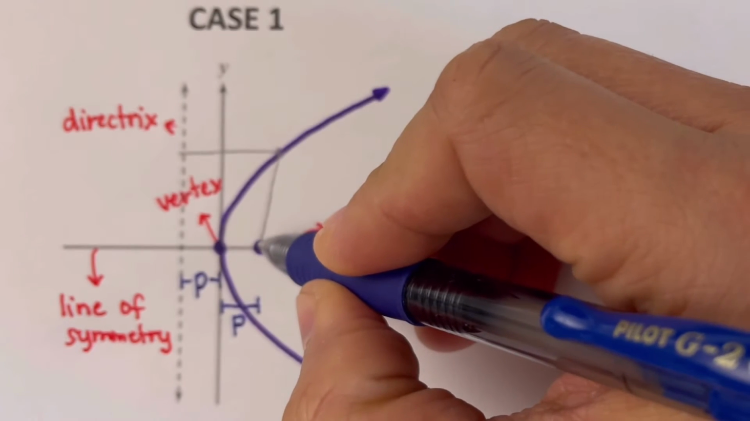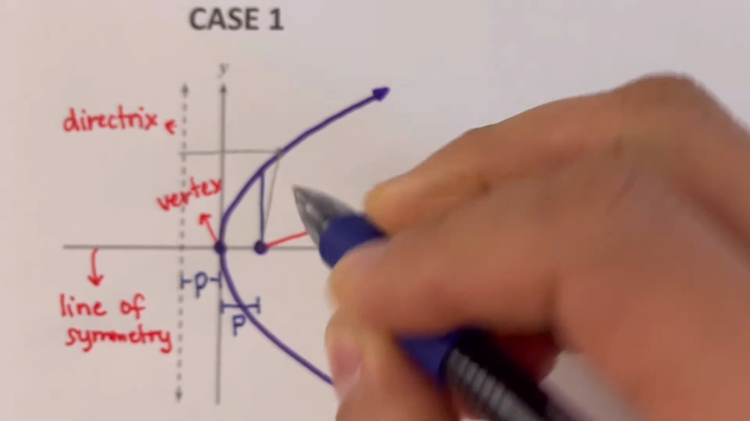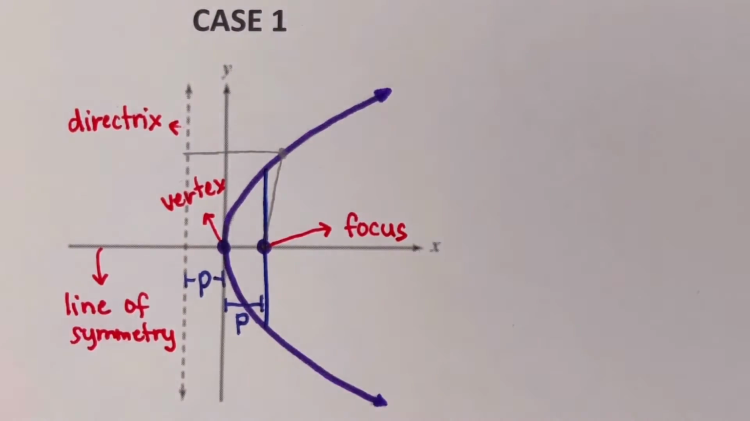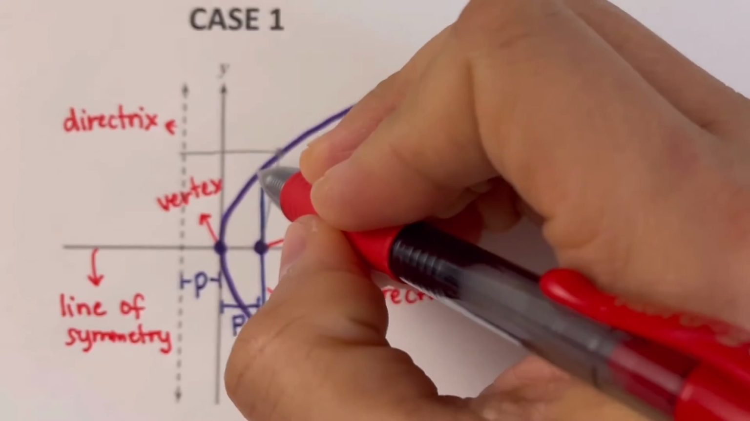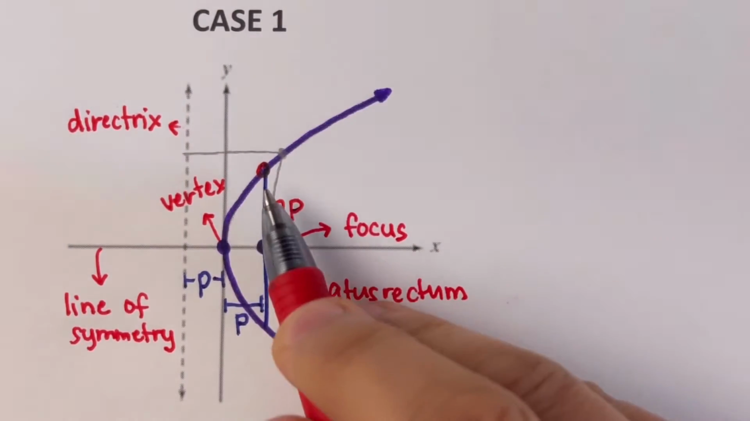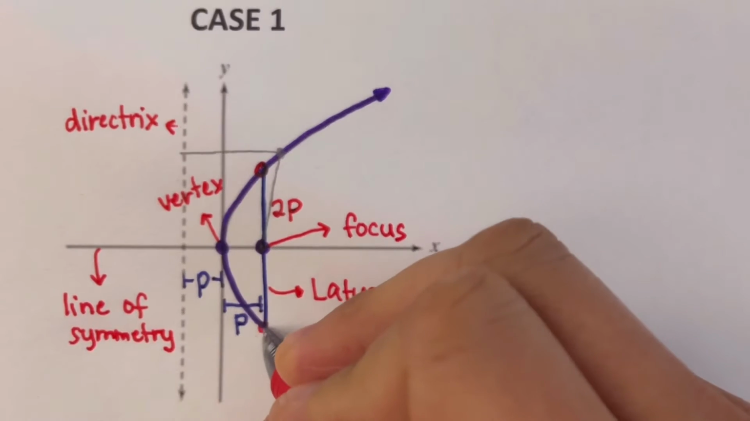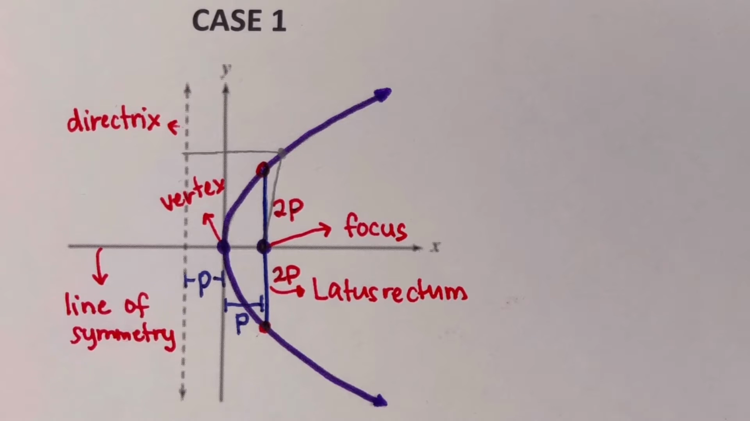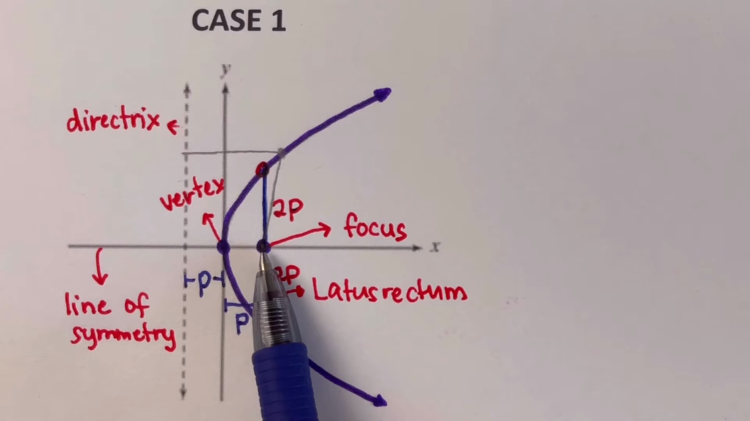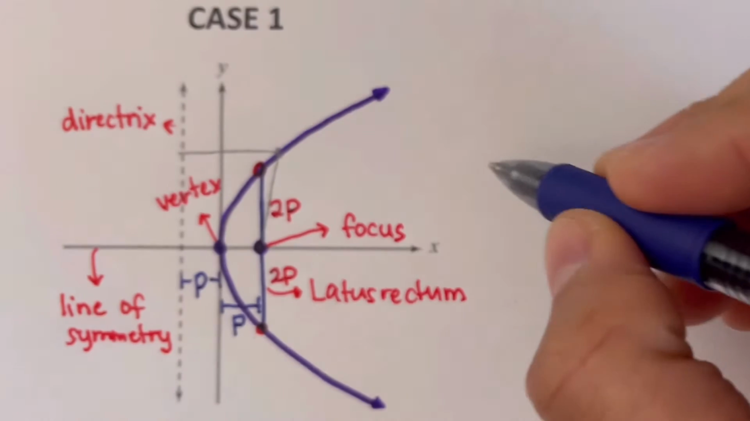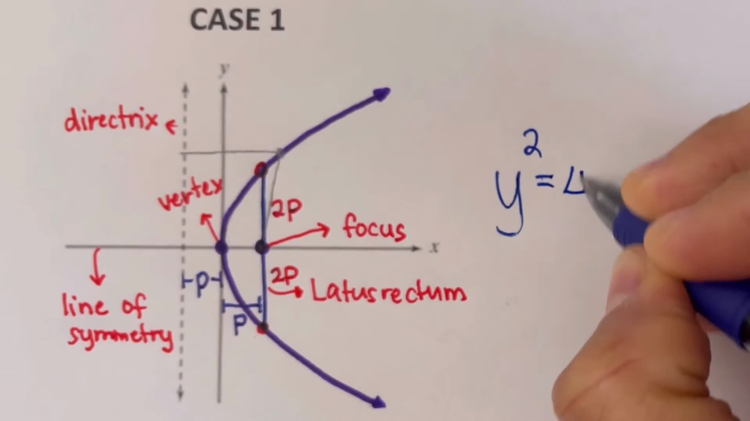Now we also remember that if we draw a line perpendicular to the line of symmetry passing through the focus, this is what we call the latus rectum. So I'm just going to go ahead and label that up here. Now we remember that the distance from one of the endpoints of the latus rectum to the focus is 2p. And the distance from the other end of the latus rectum to the focus is again 2p. So the length of the latus rectum is 4p. Now we also remember that every parabola opens towards where the focus is. So in this case, since our focus is on the positive x-axis, the parabola will open to the right. Now, the formula that works for the first case is y squared equals 4px.